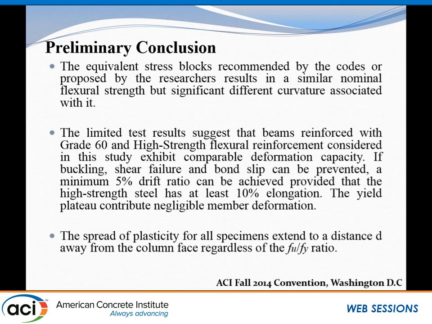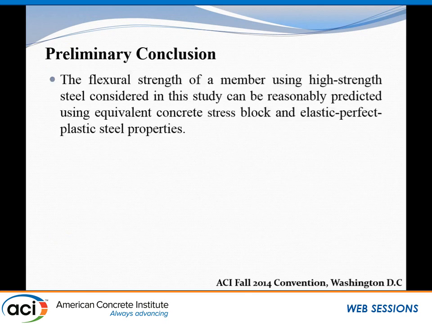If buckling, shear, and bond slip can be prevented, a minimum 5% drift ratio can be achieved, provided that the high-strength steel has at least 10% elongation. The spread of plasticity for all specimens extends to a distance d away from the column face, regardless of the FU to FY ratio. The flexural strength of a member using high-strength steel considered in this study can be reasonably predicted using the equivalent concrete stress block and the elastic perfectly plastic steel properties.